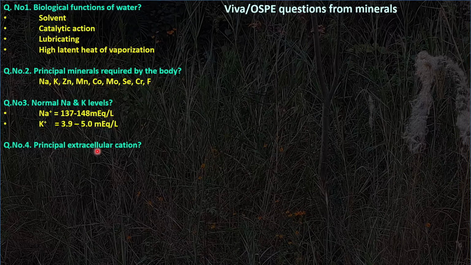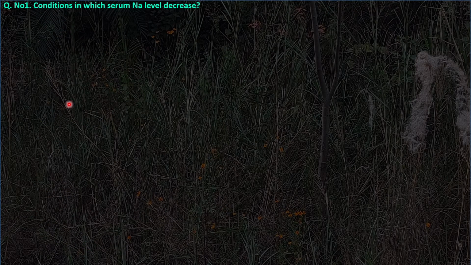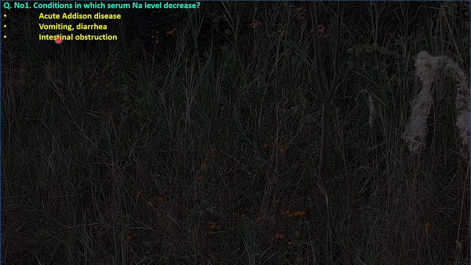The principal extracellular cation is sodium. Normal serum calcium level is 9 to 11 milligram. Conditions in which serum potassium level decreases: number 1, diarrhea, metabolic alkalosis, familial periodic paralysis. Other questions are conditions in which serum sodium level decreases: acute Addison's disease, vomiting and diarrhea, intestinal obstruction, and nephritis. Severe burns also cause the sodium level to decrease.